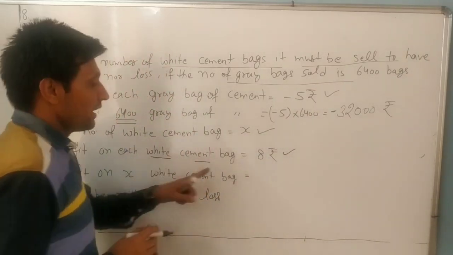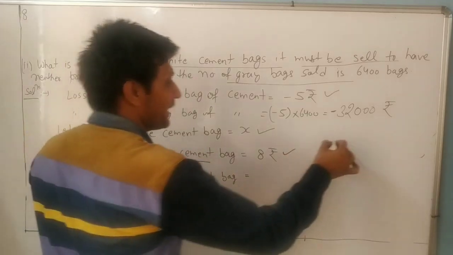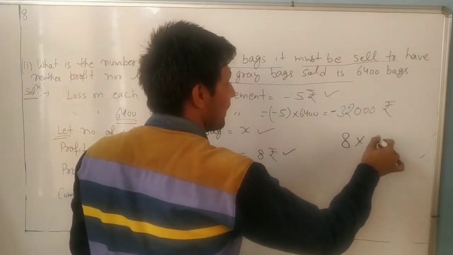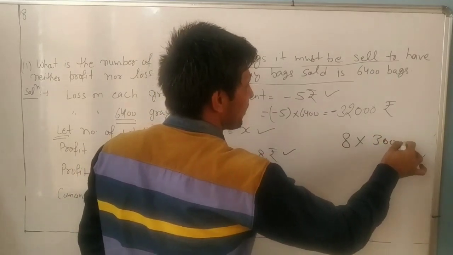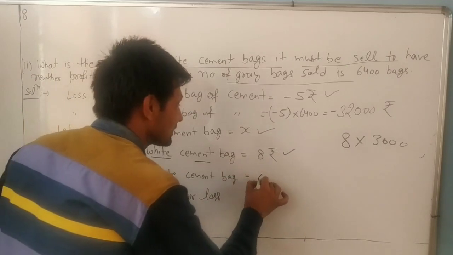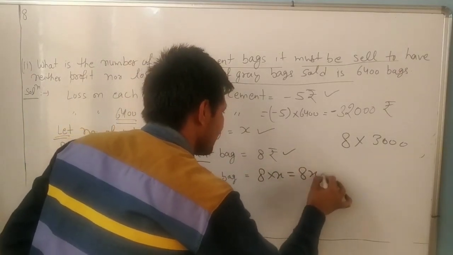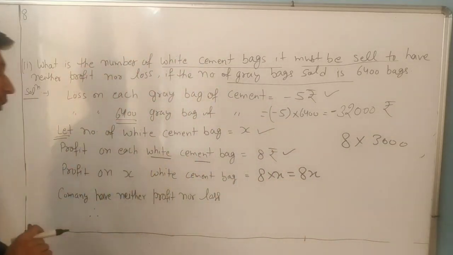If the profit on each white cement bag is 8 rupees, and if the total bags sold is 3,000, then we multiply by 3,000. But here how many bags? X. So 8 into X, which is 8X. Okay dear, that is the profit.